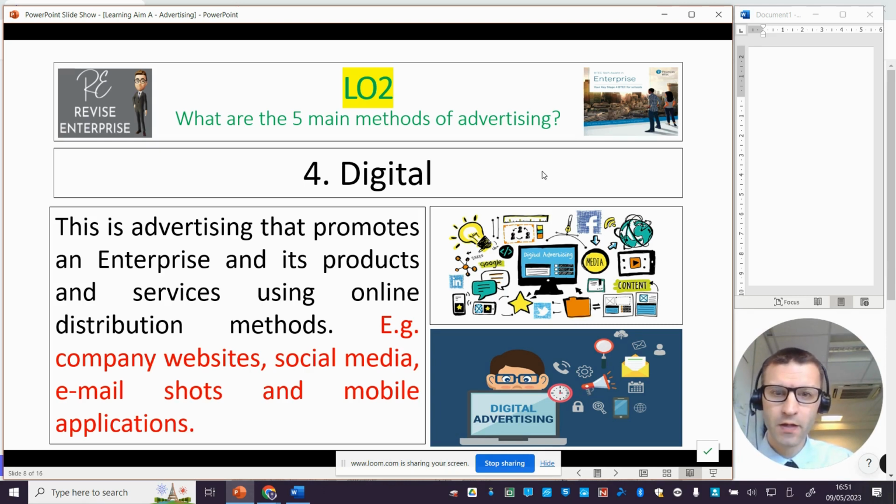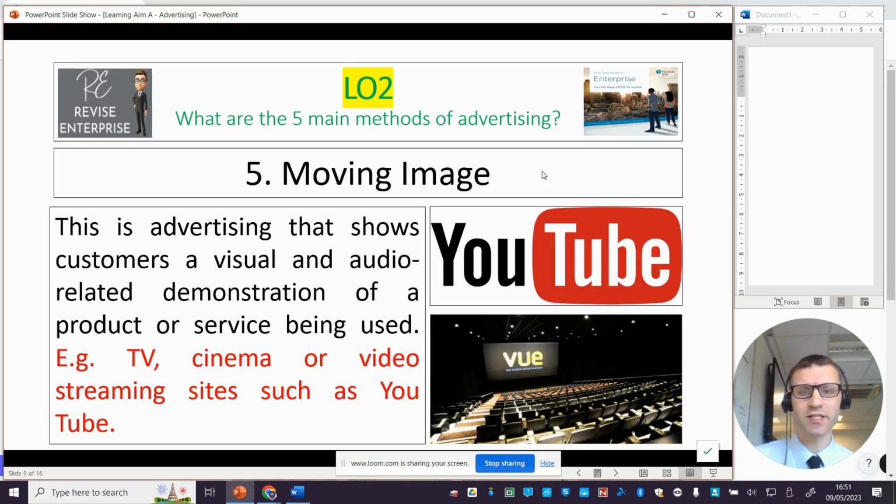Okay, last method of advertising is moving image. This shows customers, as a definition, a visual and audio related demonstration of a product or service being used. Typically, you might see these on YouTube, the popular social networking channel, and you might also see it at the cinema as well.